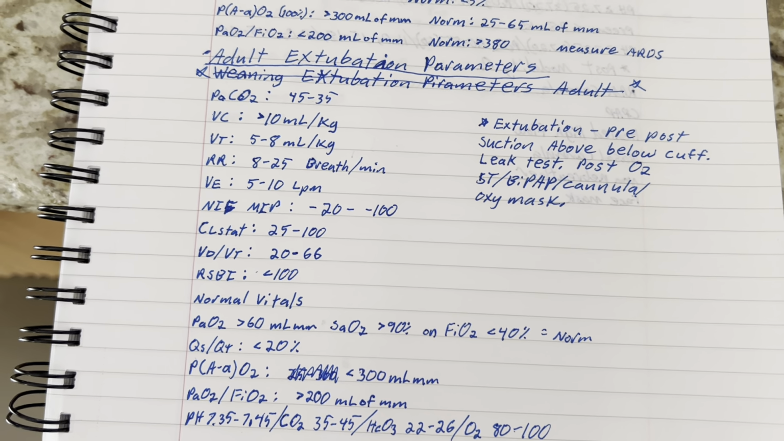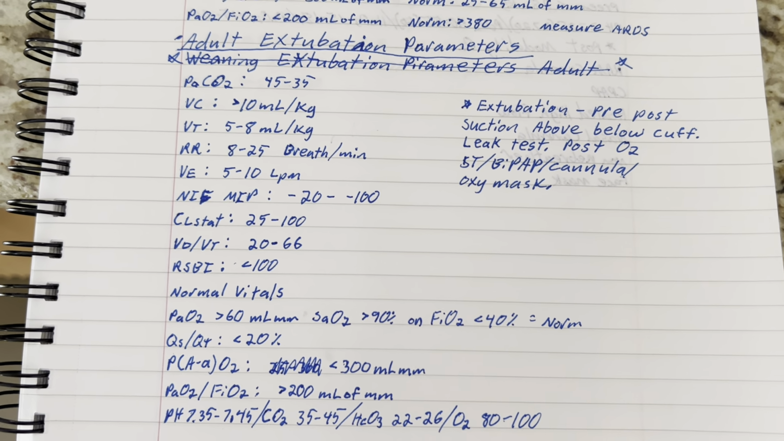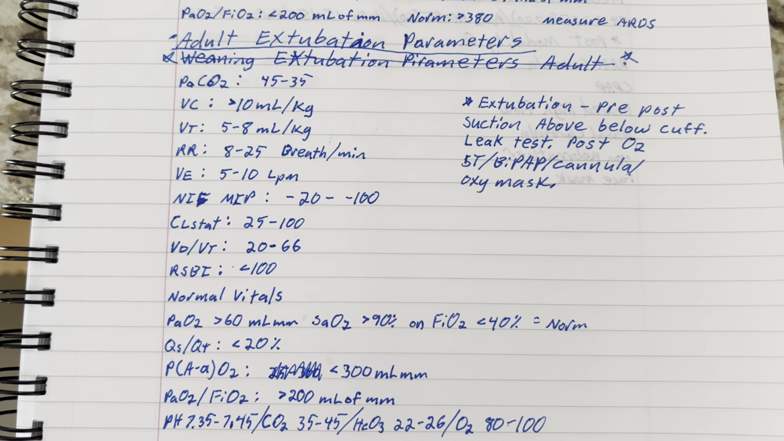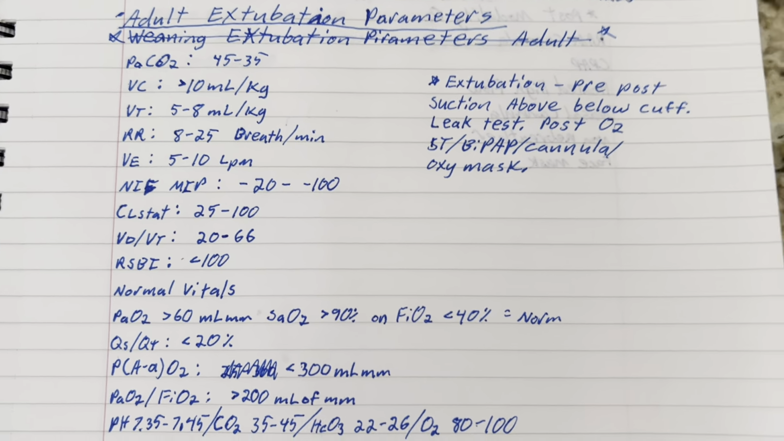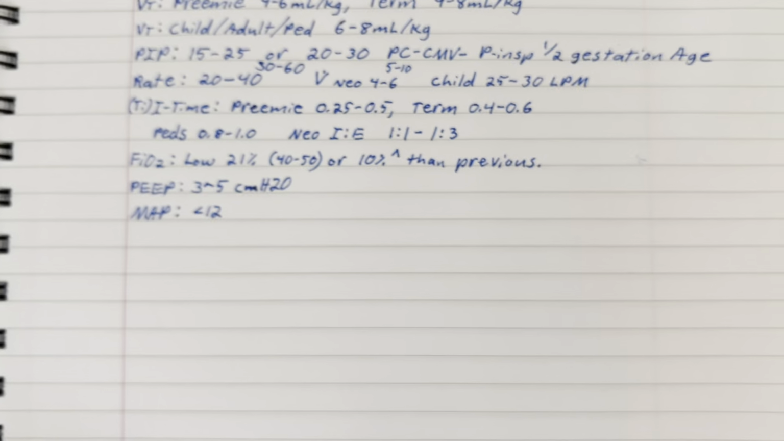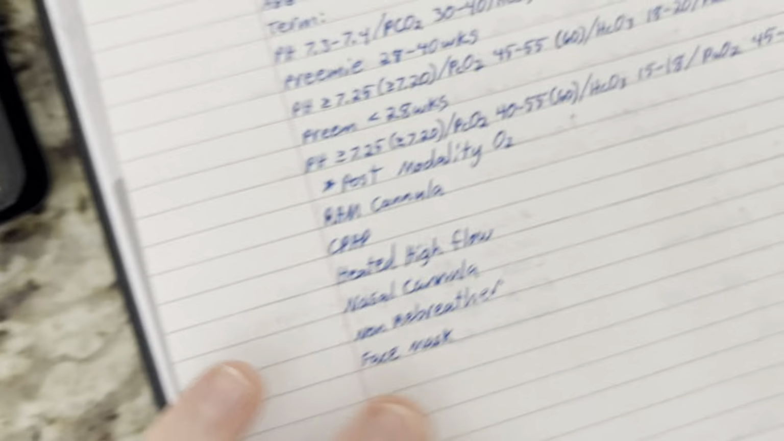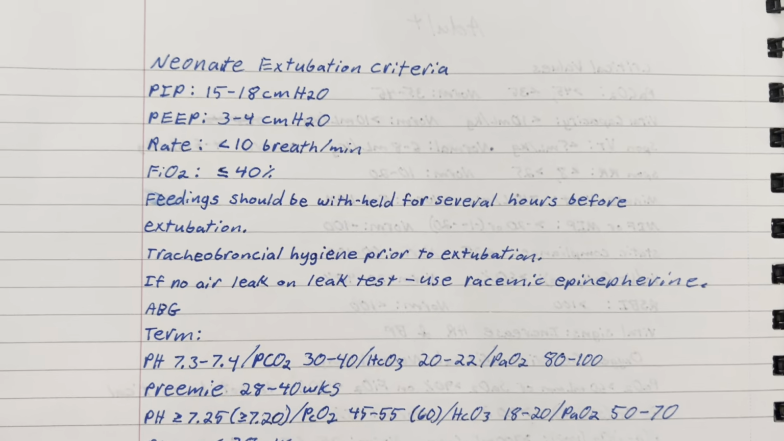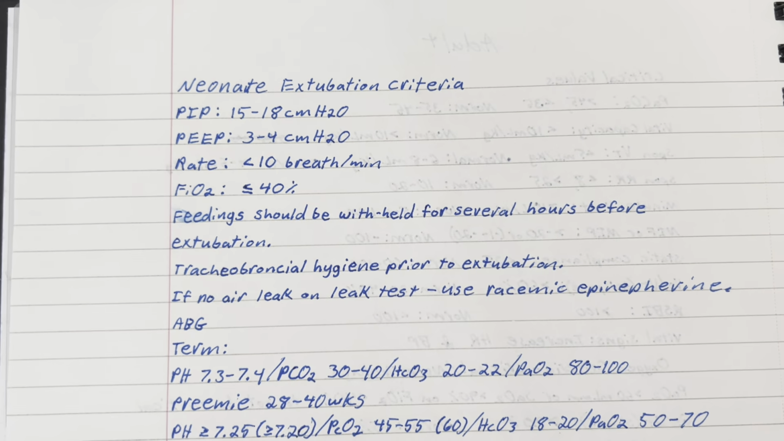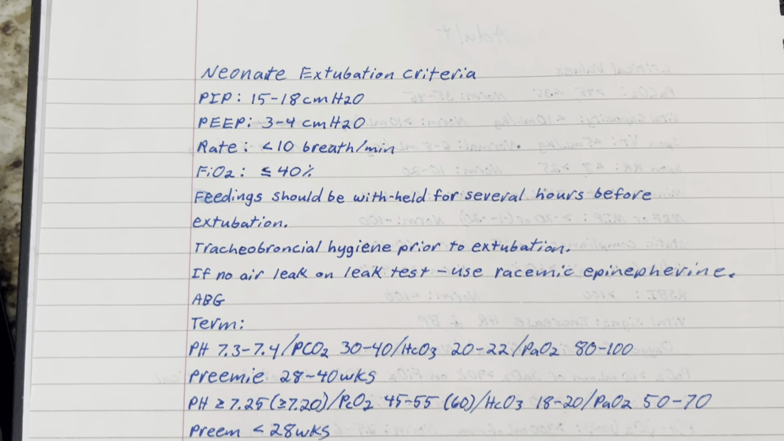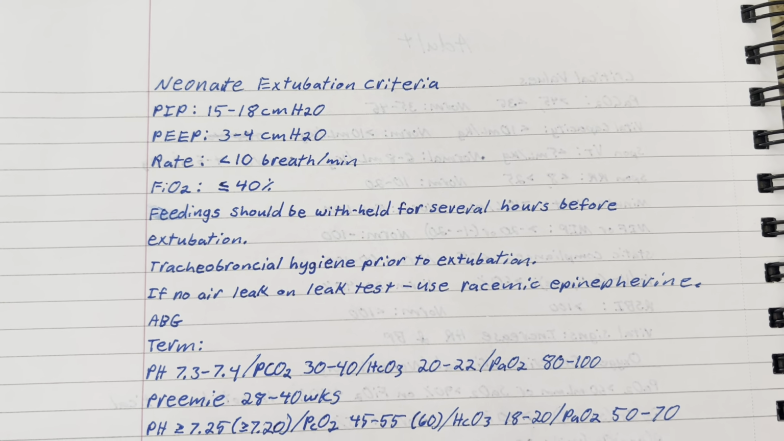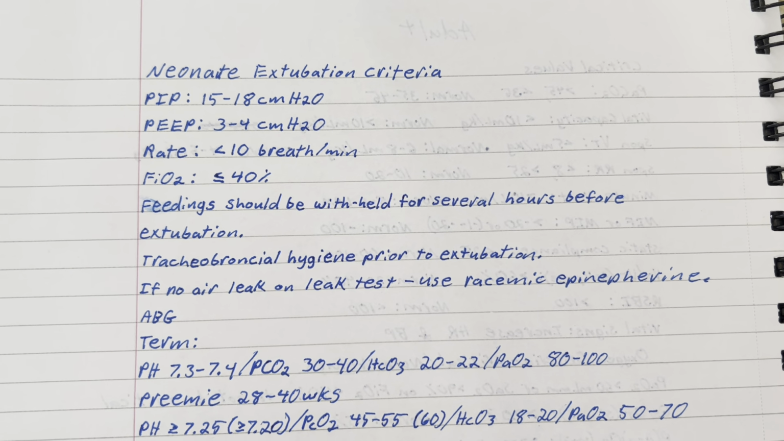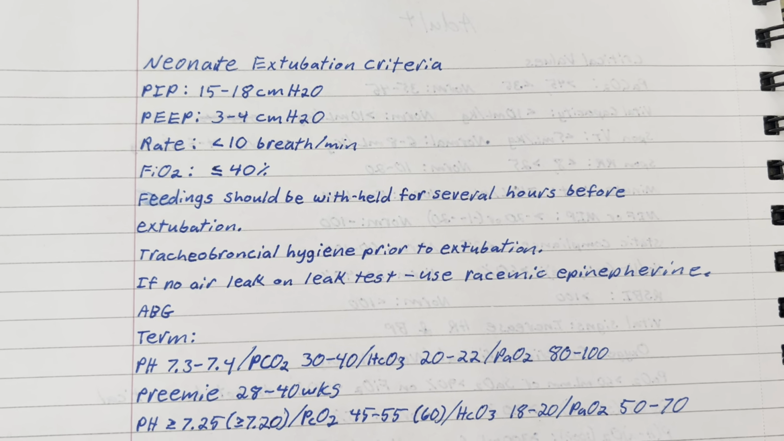Post O2 for extubation, you want a cannula or a BiPAP or an oxy mask or something. Go with BiPAP if they're not ventilating well, if they have bad blood gases. If their blood gases aren't perfect, but they're still passing their spontaneous trials, go with BiPAP.